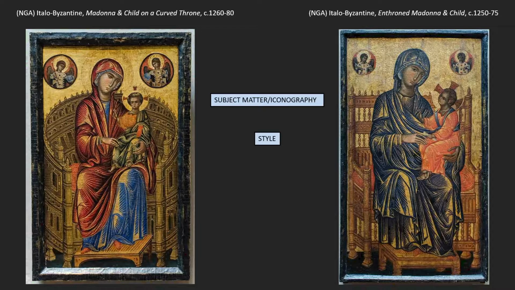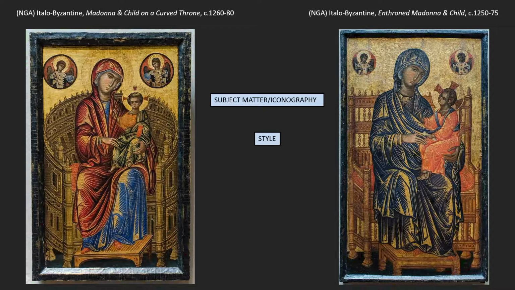Another thing that we study, in addition to the subject matter, is the style. So if you think about it in this way, the subject matter is the what. What did the artist depict? The style is the how. How did the artist depict it?